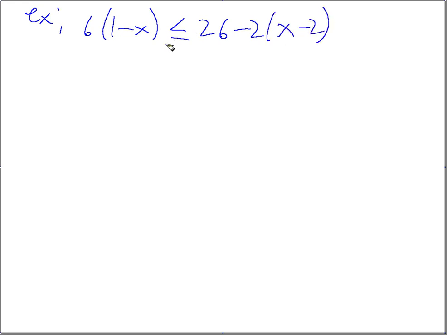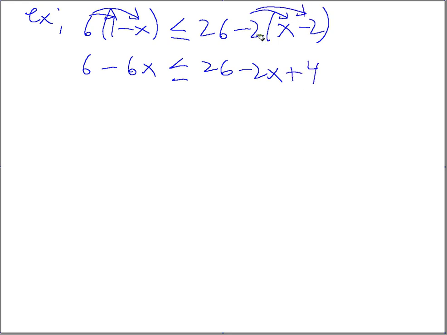All right, let's go ahead and simplify. Treat this like an equation again. Simplify the right-hand side in this case. And on the left side, let me distribute the 6. So 6 times 1 is 6, and 6 times negative x is negative 6x. Less than or equal to. Again, don't subtract 26 and 2. We need to bring the 26 down and distribute the negative 2. So we're going to get negative 2x and positive what? 4, right? Negative 2 times negative 2 is plus 4. So we're going to get 6 minus 6x less than or equal to. Combine like terms here: negative 2x, and 26 plus 4 is what? 30.